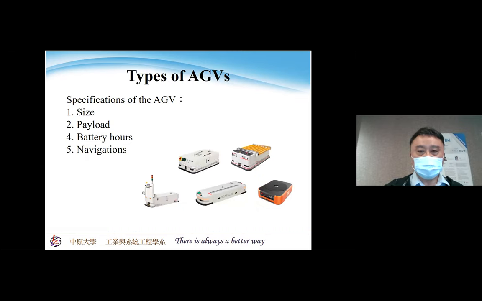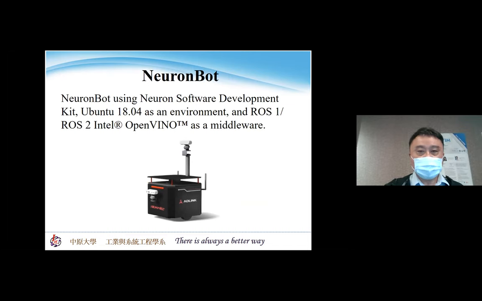And there are many different kinds of AGV based on their size, payload, battery hours, and the navigations, okay? And this one shows what we have in our lab, and what we build up for our experiment. It's a Neuron box. It's developed in Taiwan by the ADLINK company. That company is an industrial computer company.